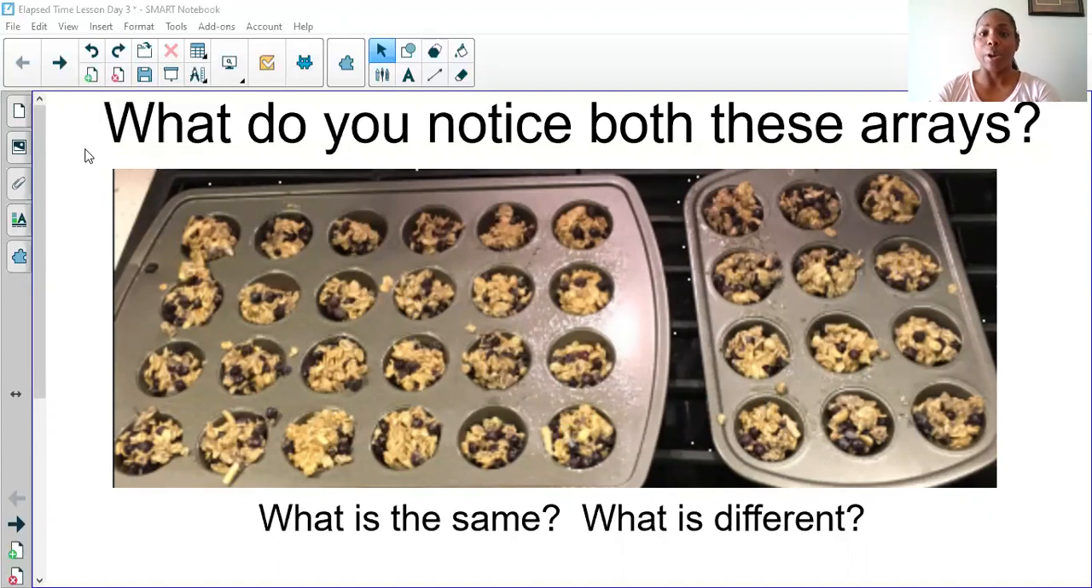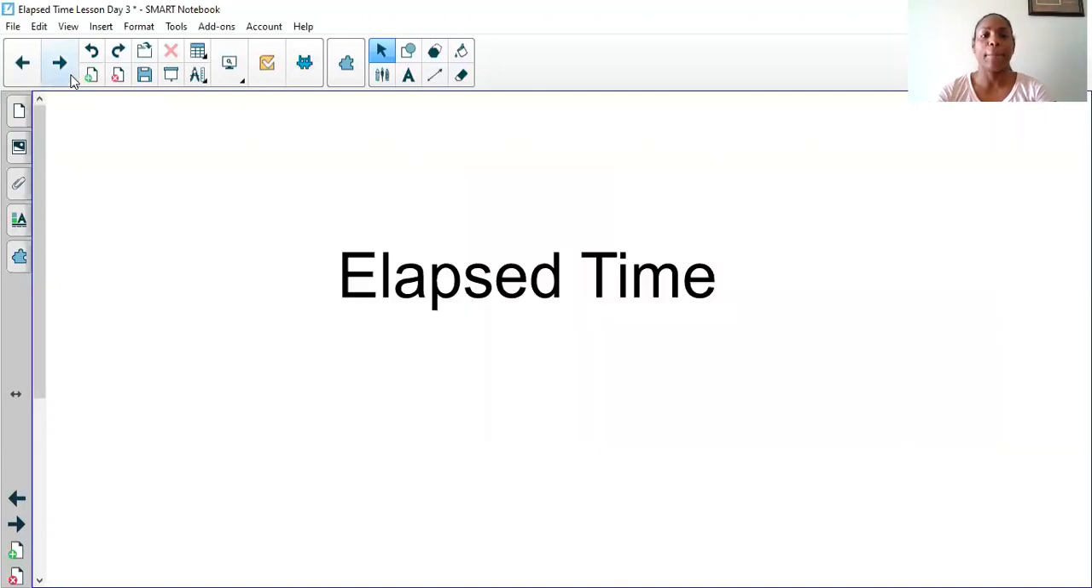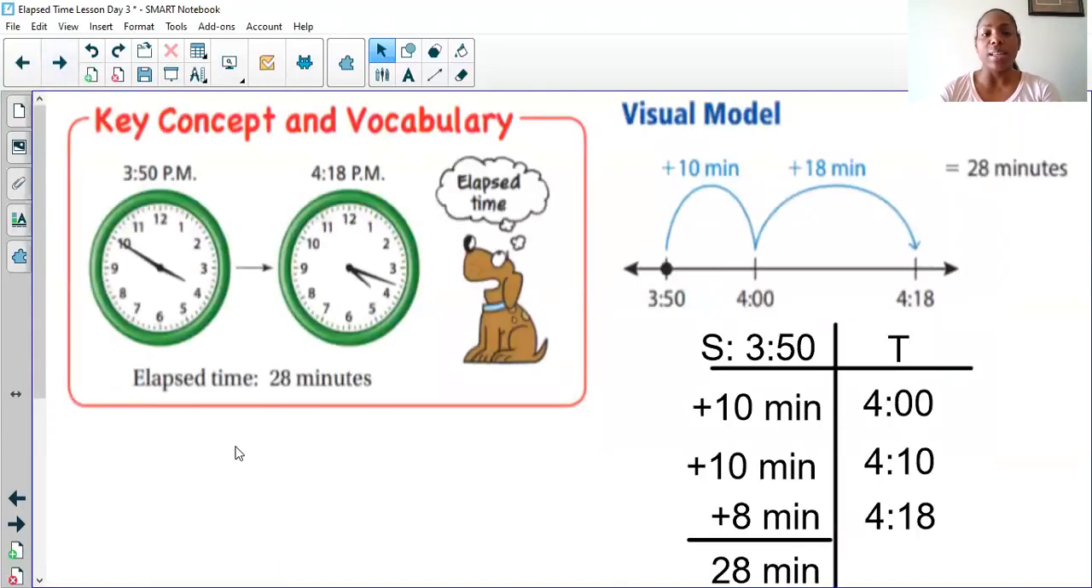So I'm kind of glad we were able to review that, and we're going to go ahead and get started on elapsed time. So if you notice from the lesson that's in front of you, we have the key concept and vocabulary that we need to know. So the word is elapsed time. And if we remember in class, when we talked about elapsed time, it means time that has passed.